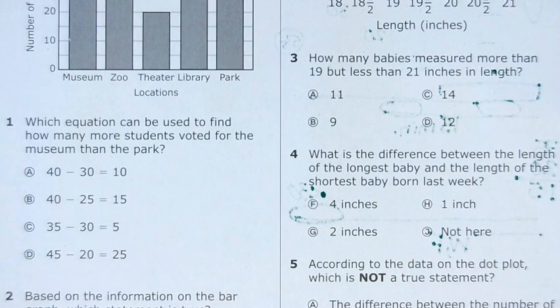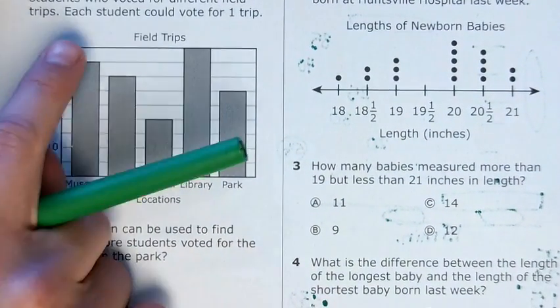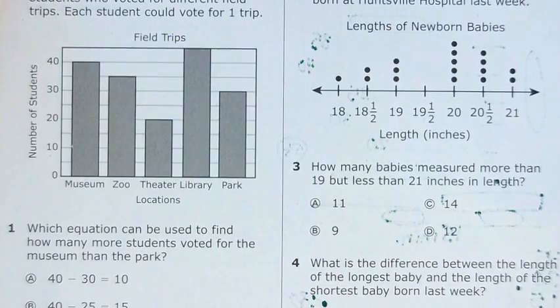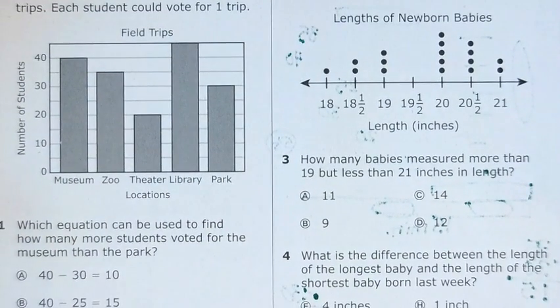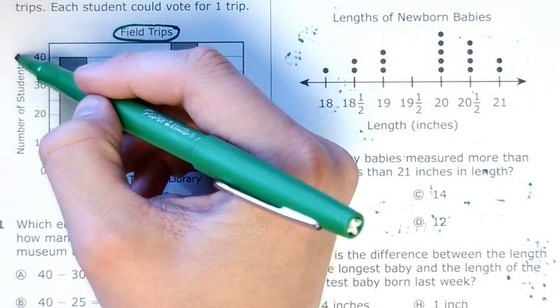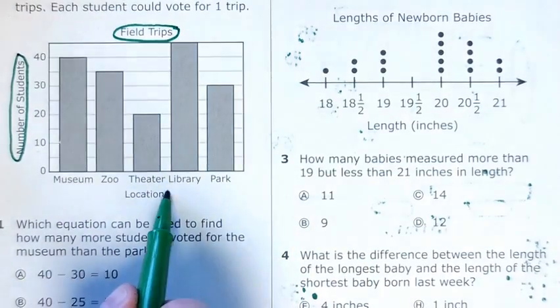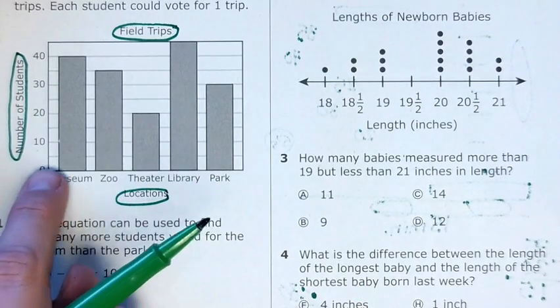All right, since you're back and you're listening, you've shown all your work, you've done the best you can. So let's work through this together. This graph shows the number of students who voted for different field trips. Each student could vote for 1 trip. I see my graph, and I know I need to point out the important information. So this is the field trips, number of students, and where they went. So they went to the museum, the zoo, theater, library, park. I notice it's counting by what?